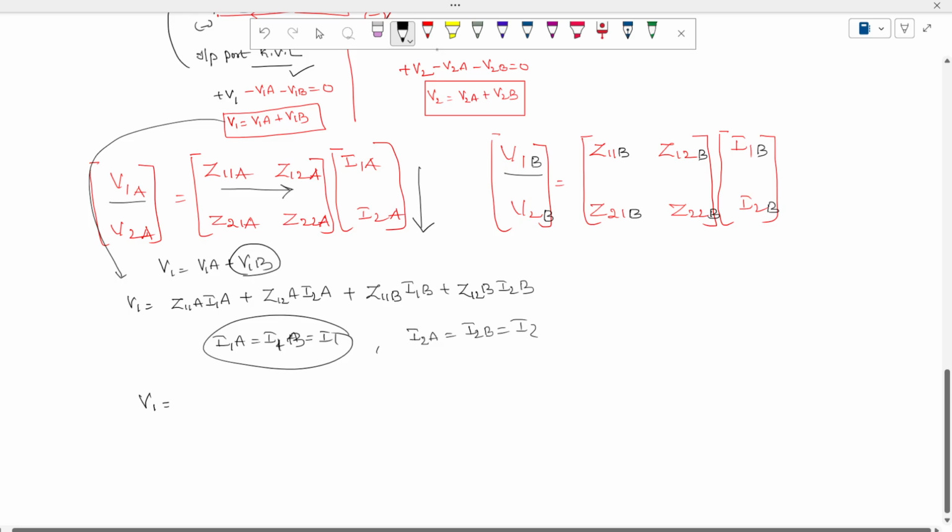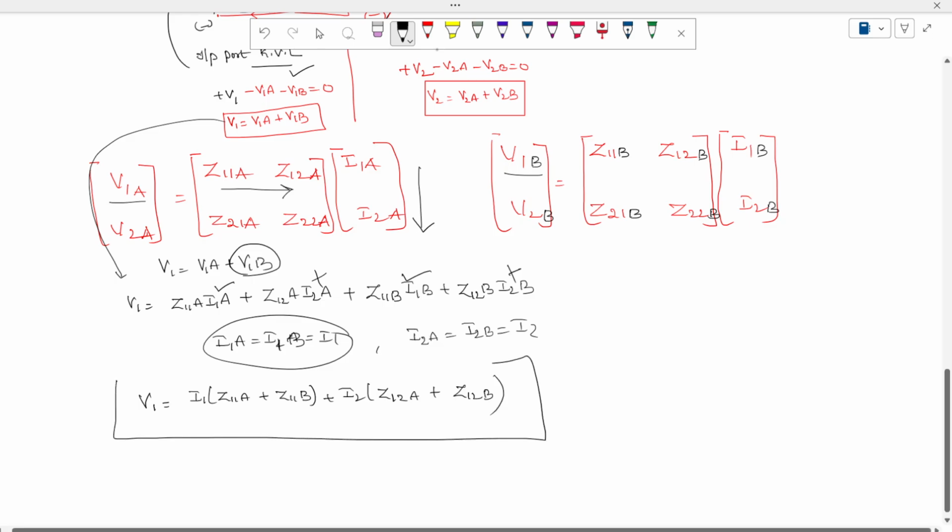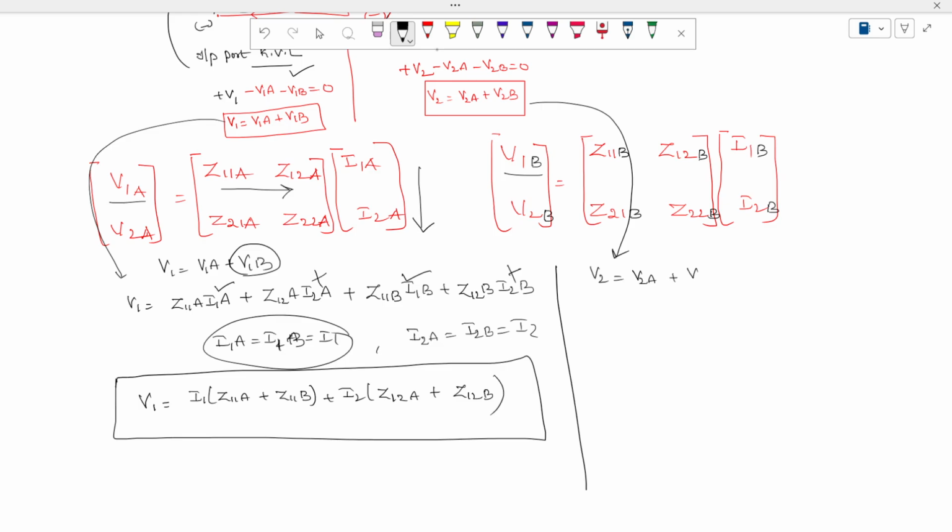Now V1 we are going to get it as, take I1 as a common term. When you take I1 as a common term, I1 into Z11A plus Z11B, plus take I2 as a common term here, plus I2 into Z12A plus Z12B. So we have got one equation now. Similarly, use this KVL here. V2 is equal to V2A plus V2B.